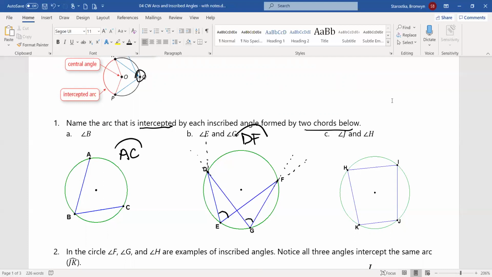And then we have angle J right here. This arc is going to be a major one. So for angle J, we're looking at arc KHI. And for angle H, we're looking at IJK.